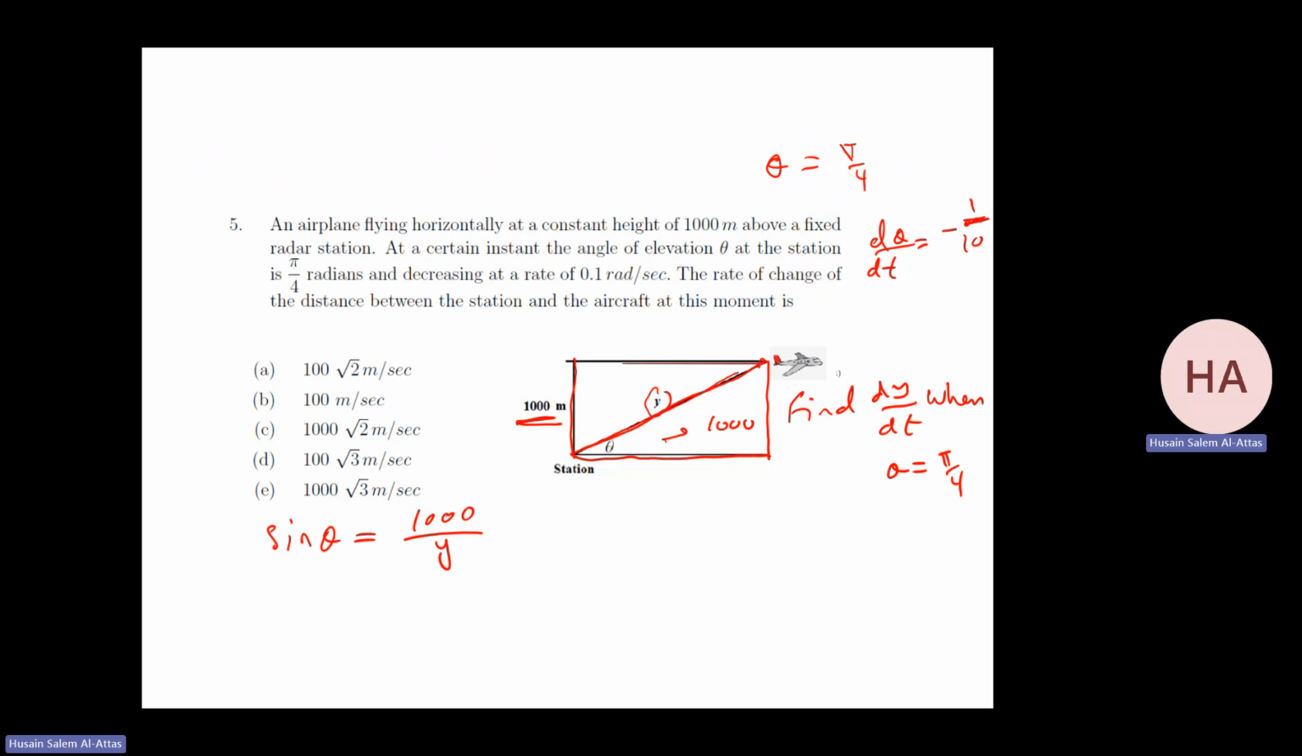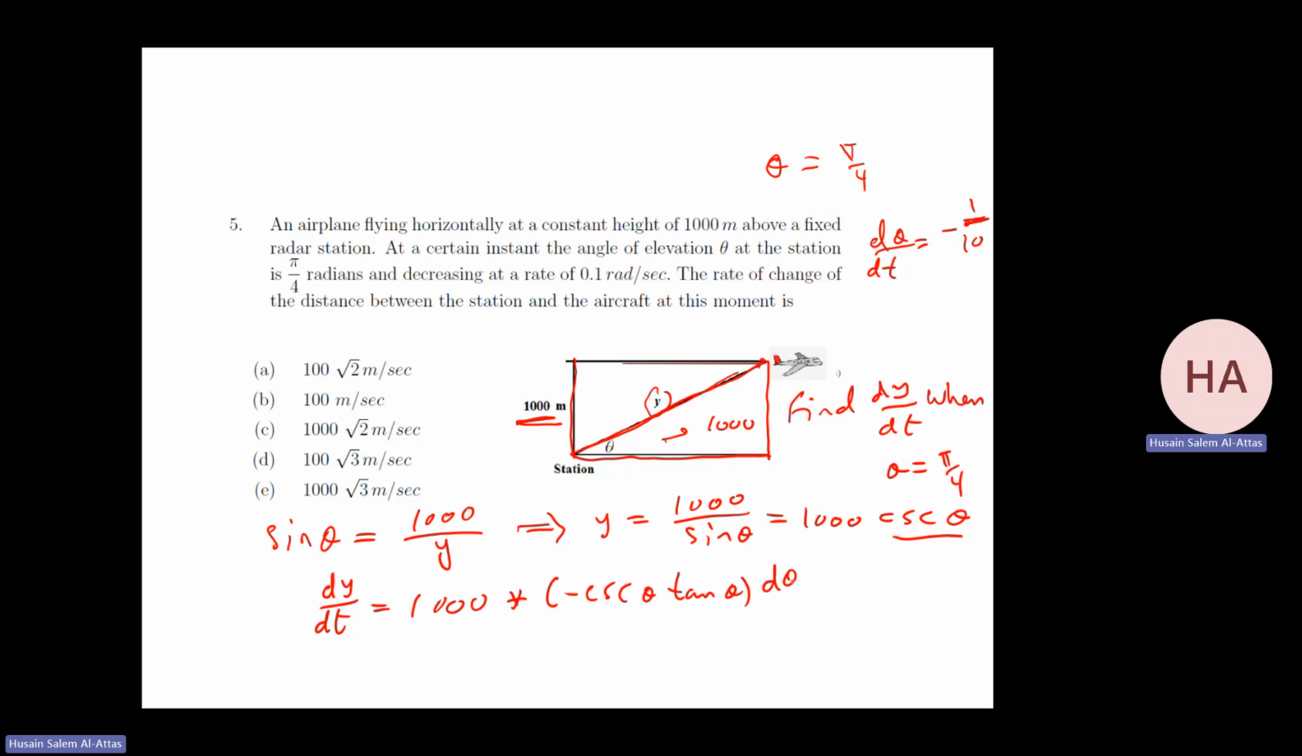Yeah. So I can rewrite this equation. So y equals 1,000 over sine theta, which is 1,000 cosecant theta. So dy by dt will be equal to what? 1,000 times the derivative of this, which is minus cosecant theta tan theta. Don't forget d theta by dt.